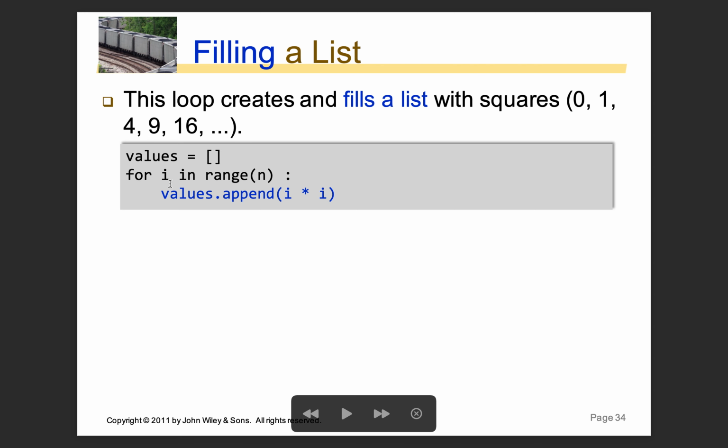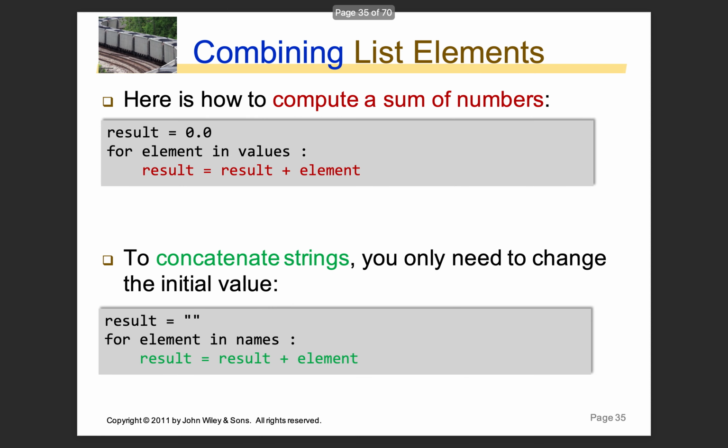Then i is incremented, so i is 1. We get 1 times 1 is 1, so we append the value 1 to our list. Our list currently contains the value 0, so in the index 1 position, we put the value 1. Then i is incremented, so i is now 2. 2 times 2 is 4, and we append that value 4 to our list. So our list now contains 0, 1, and in the index 2 position, we have the value 4, and so on. So we're filling our list, in this example, with squares: 0, 1, 4, 9, 16, and so on.